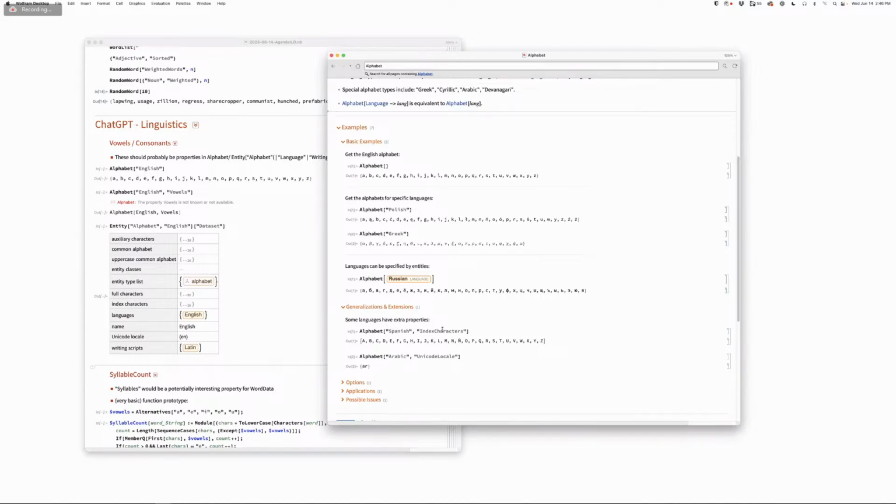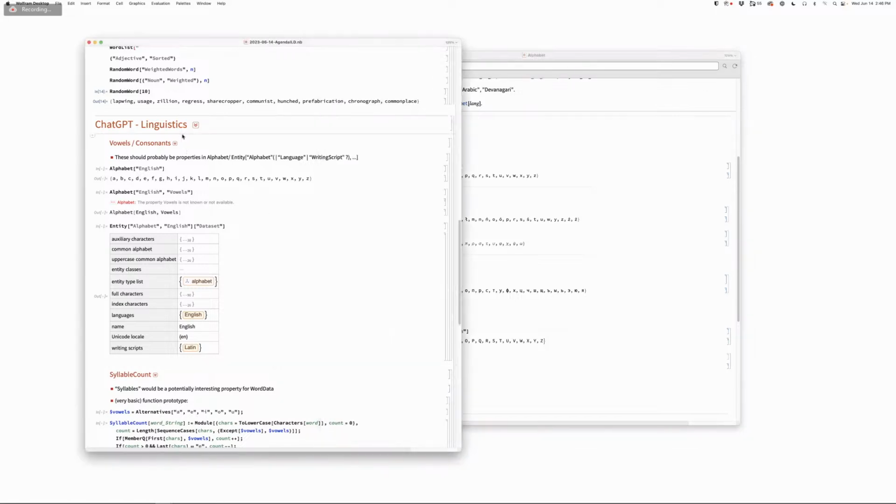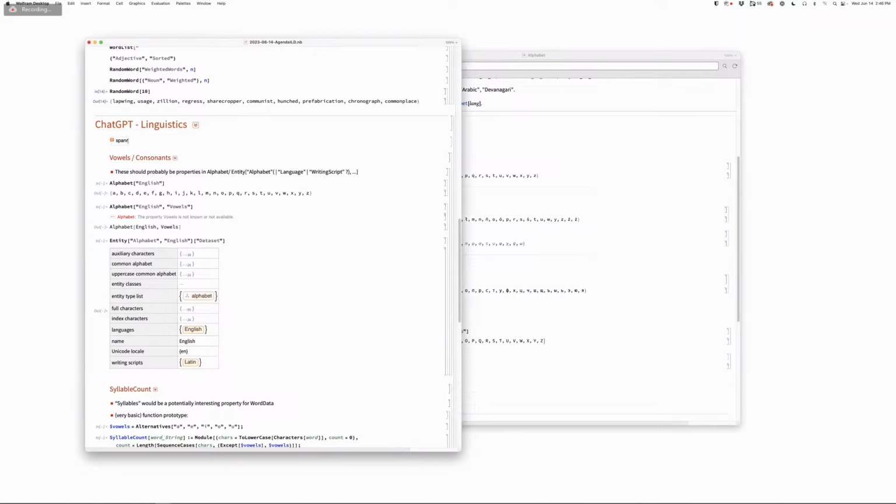This is a function alphabet, right? No, but alphabet uses entity value. I don't care. What matters is what the users will see, which is this function, right? And what you're telling me is that if I say something like Spanish vowels, is that going to work or is that not going to work? Not yet, but it's easy to make it work. Yeah. How come it doesn't work?